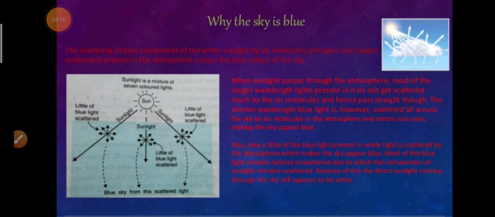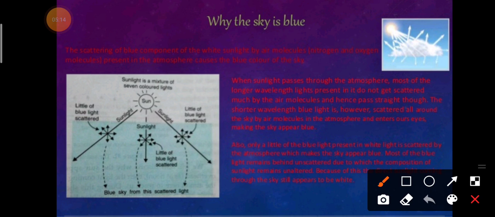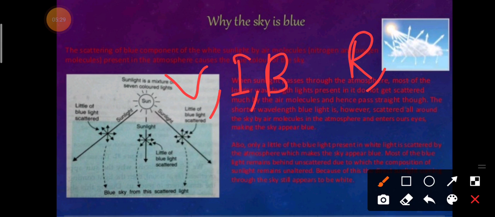our atmosphere generally scatters shorter wavelength light. That means it generally scatters violet, indigo, blue, this kind of wavelength. The longer wavelength lights like red and orange are scattered least, and they can penetrate our atmosphere and reach the earth's surface.